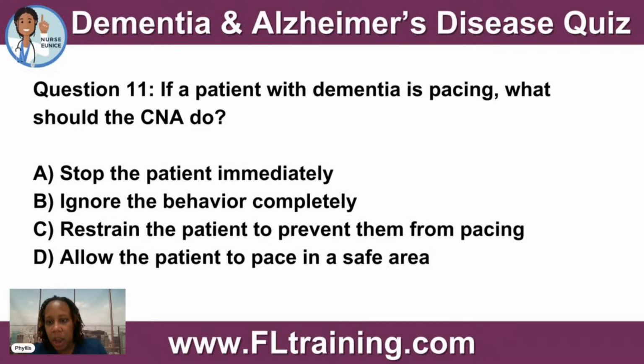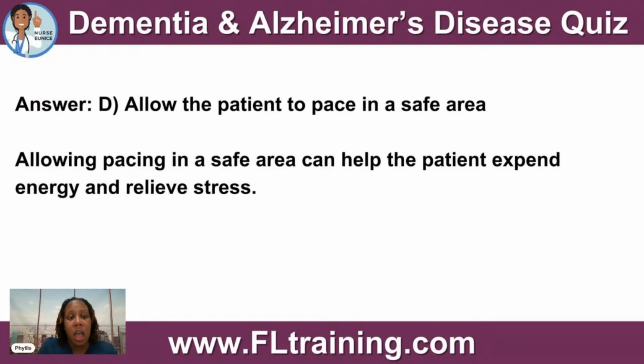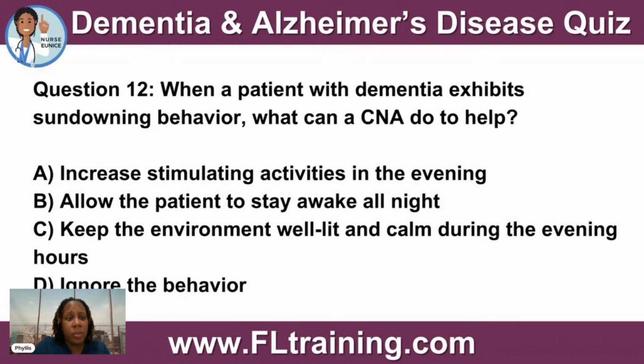Let's see. All right, I see B's. The answers were starting to flow in before I got finished. D's, B's, D's, B's. Let's see what the answer is. D, allow the patient to pace in a safe area. If you chose D, you are correct. Give yourself a thumbs up. Allowing pacing in a safe area can help the patient expend energy and relieve stress. If you chose D, way to go.